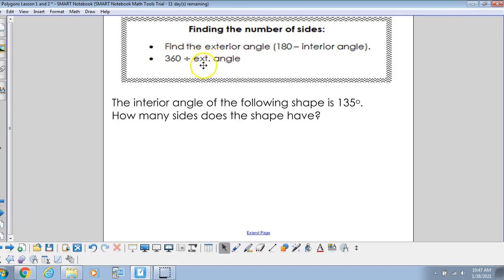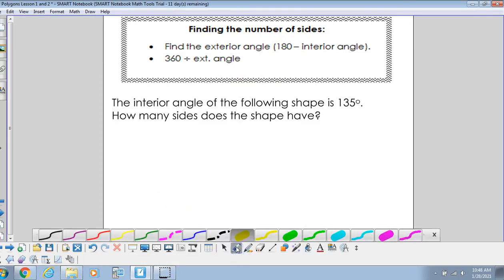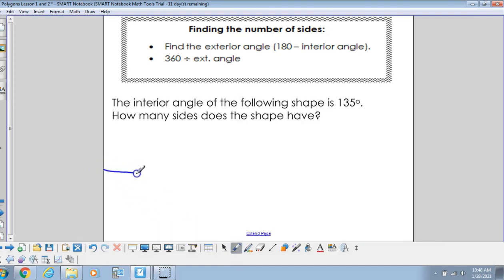If we're already given the exterior angle, we just start with step 2, but if we're given an interior angle, then we start with finding the exterior angle, which would be 180 minus the interior angle. For instance, the interior angle of a shape is 135 degrees. How many sides does this shape have? So I'm going to draw something over here, oh, that's not very good. Let me try that again.